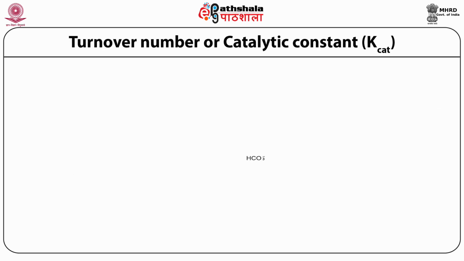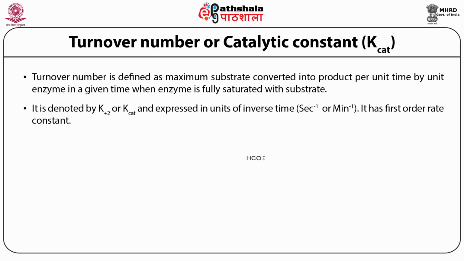After discussing the two kinetic parameters, the Km and Vmax, we will now discuss the third kinetic parameter, which is known as the turnover number or catalytic constant, and it is represented by kcat. By definition, turnover number is the maximum substrate converted into product per unit time by unit enzyme when the enzyme is fully saturated with the substrate.